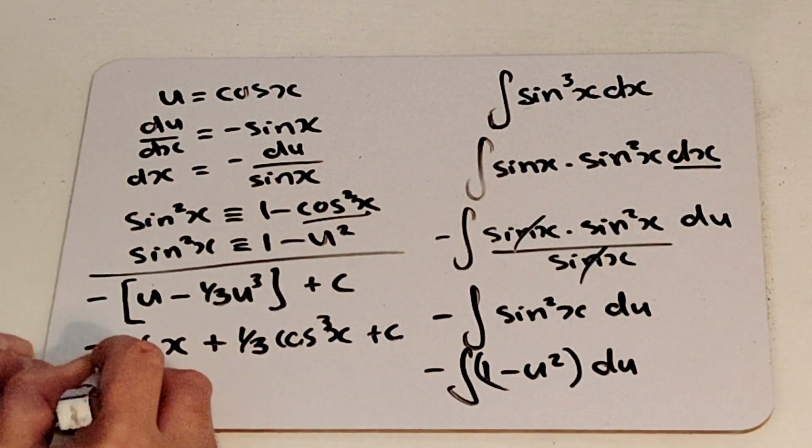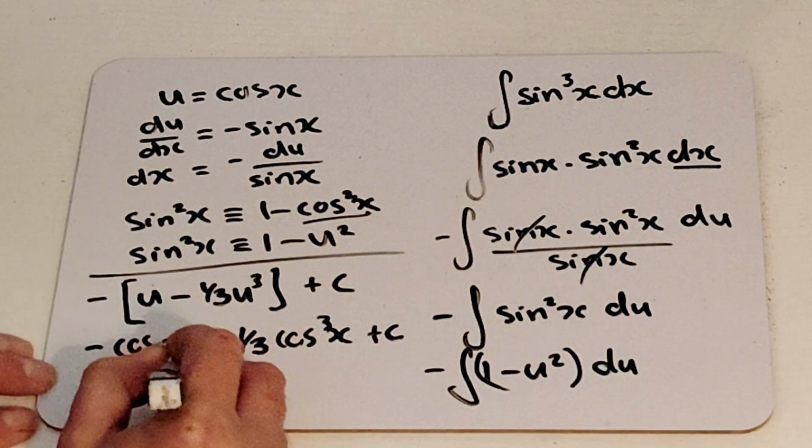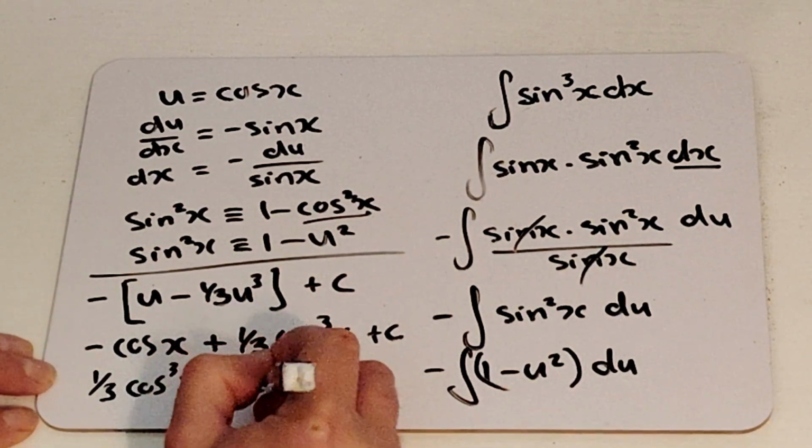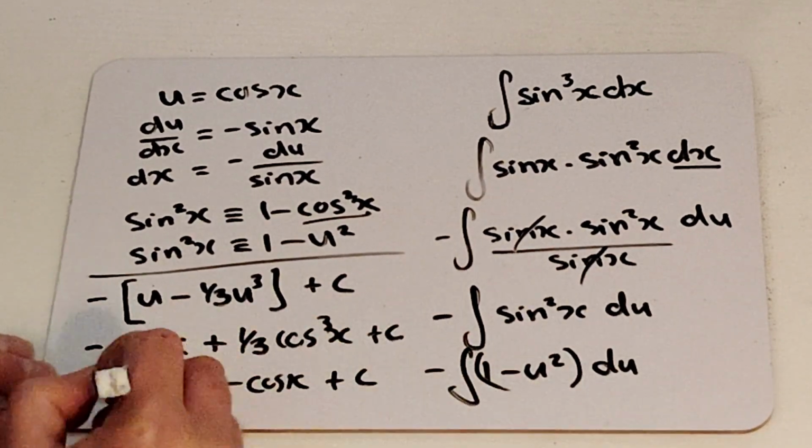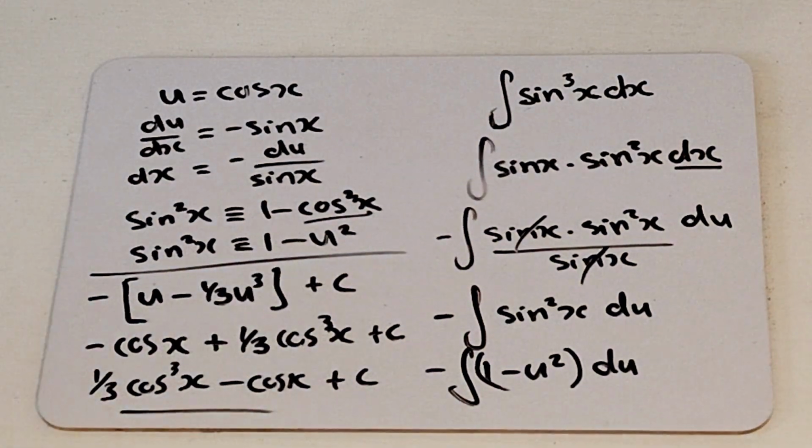Let's tidy it up a little bit. I'm going to put my third cos cubed x first because it's positive there and it's a higher power, minus cos x plus c. And there we have it, we're done.